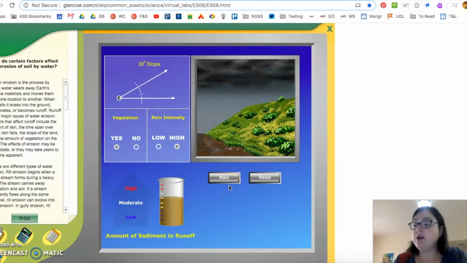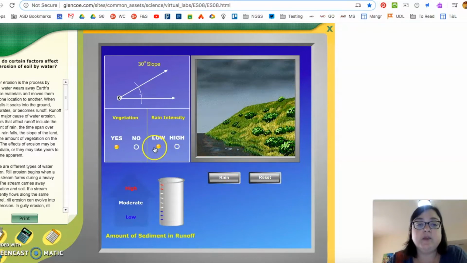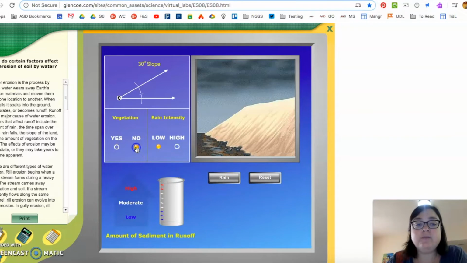Now let's try and look at vegetation instead. So I'm going to have low intensity of rain, but no vegetation. Beaker. Now count that up. Is it low, moderate, or high? How many tick marks is it at? Everybody got that? All right, let's try the next setup.